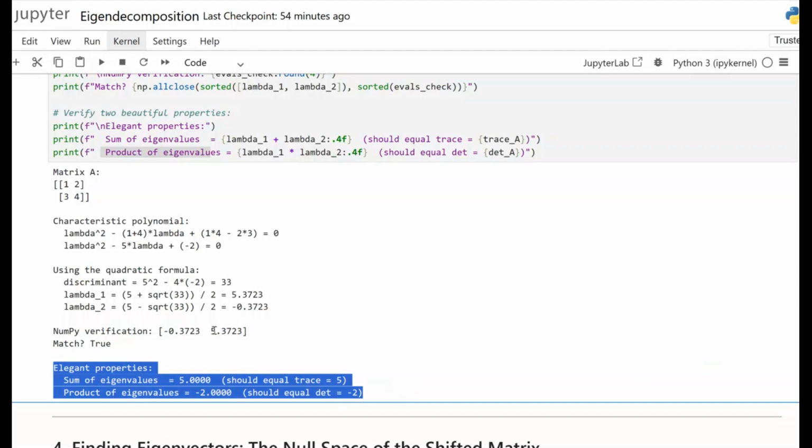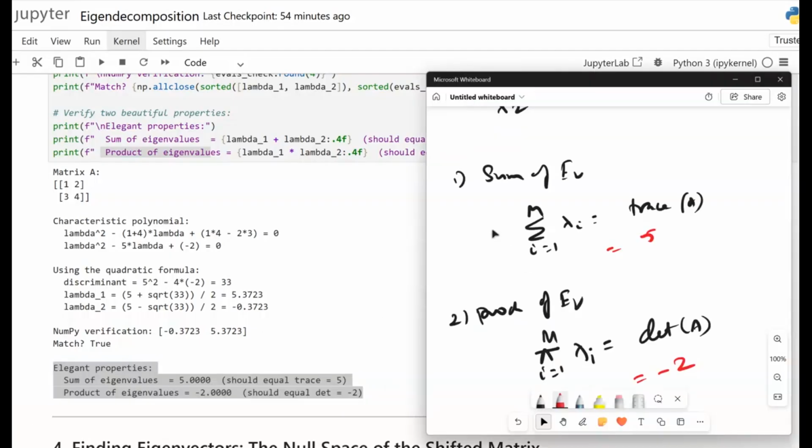And dear friends, here the trace measures the total scaling effect along principal directions. And the determinant measures area scaling, including an orientation flip if negative. For this matrix, one eigenvalue is positive, that is stretching in one direction. And one eigenvalue is negative, that is reflection plus scaling in another direction. So this exact example illustrates that eigenvalues encode intrinsic transformation behavior. That is, the matrix can be understood as stretching along one direction, flipping and compressing along another direction.